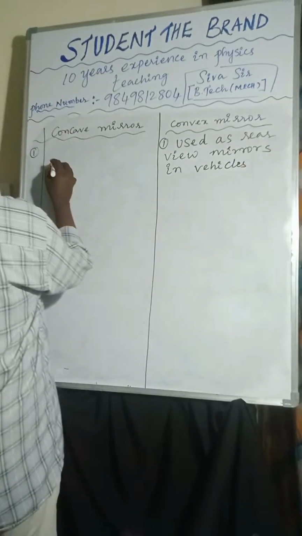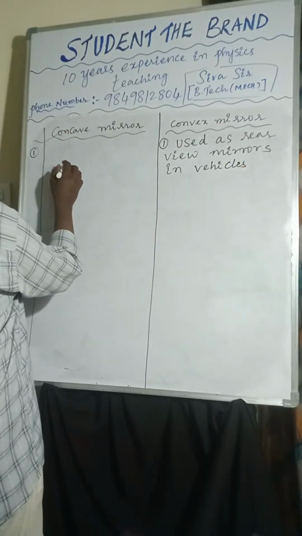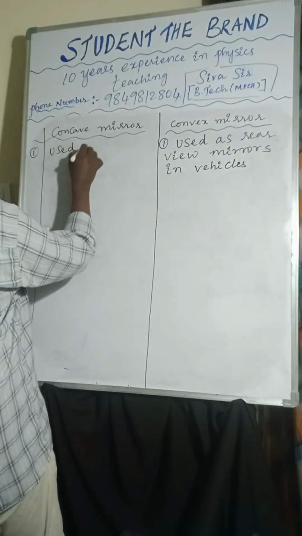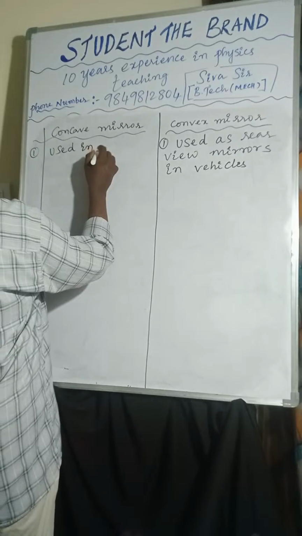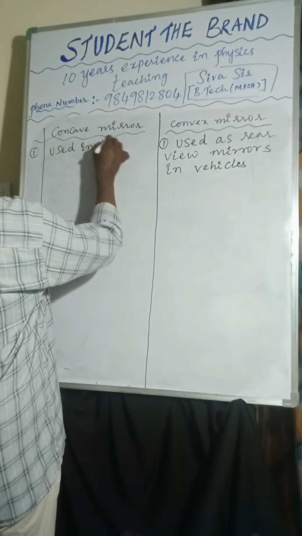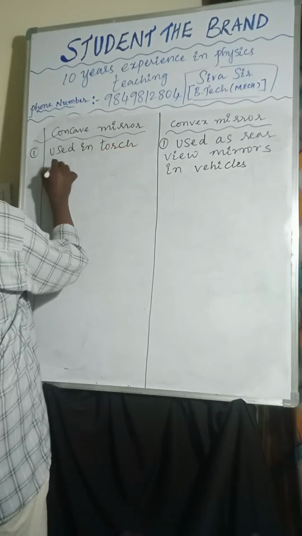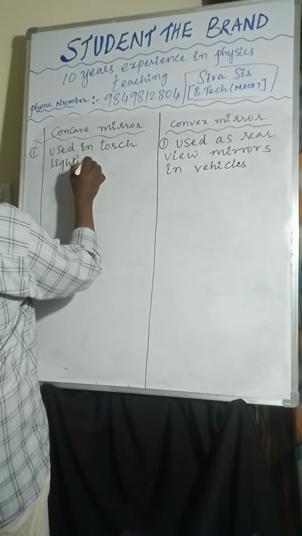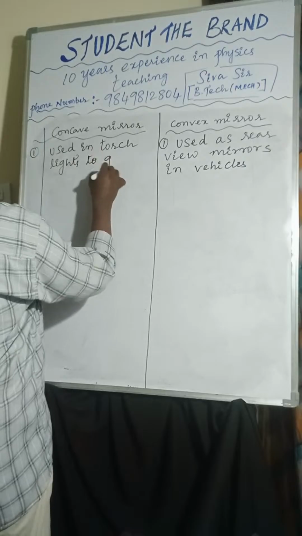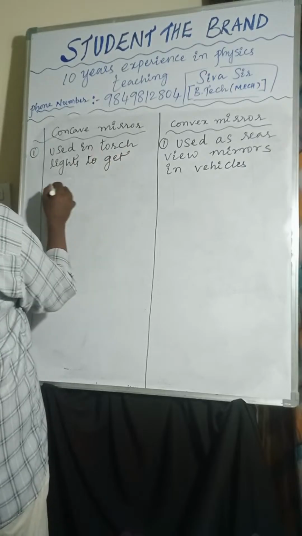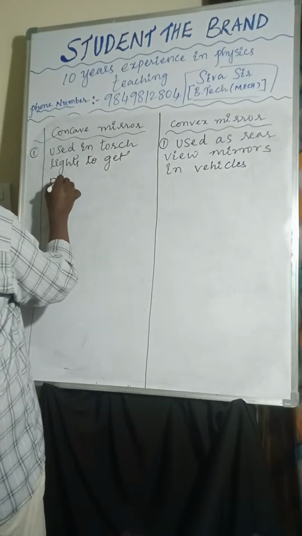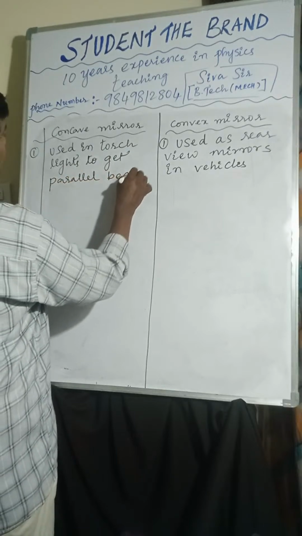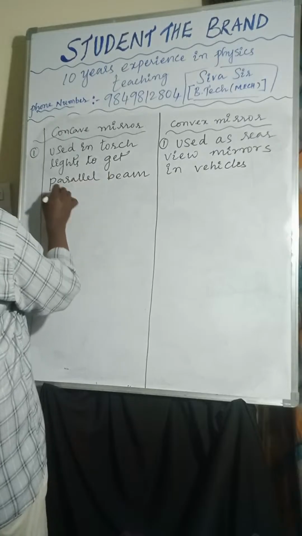Second one, used in torchlights to get a parallel beam of light.